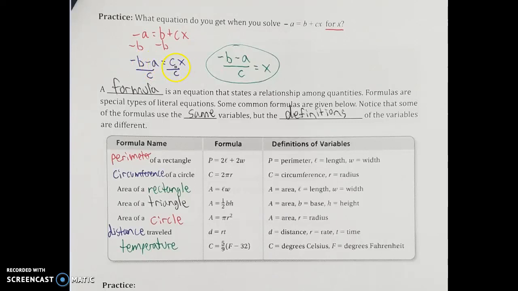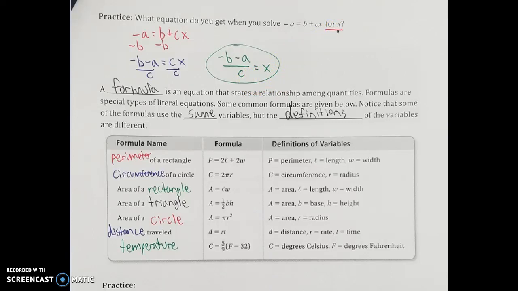Next thing I want to do is get rid of the c, so I do that by dividing. So this is where, again, we have to assume that c is not 0, because if it was, you can't divide by 0. But if it's not 0 and I can divide, it's going to cancel on the right. On the left, I'm just left with negative b minus a over c equals x. That's my answer because, again, we've isolated the x, got that all by itself on the right-hand side.